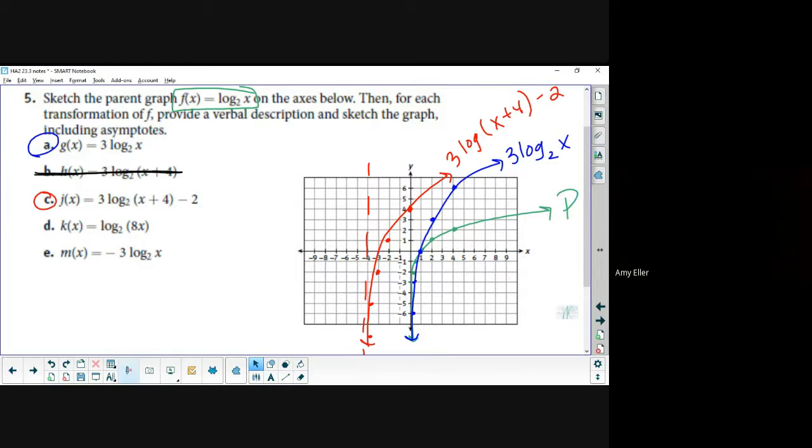Not today. We are not going to graph D, but we are going to talk about D because I find this one super interesting. Think about what this graph is going to do compared to the parent function.